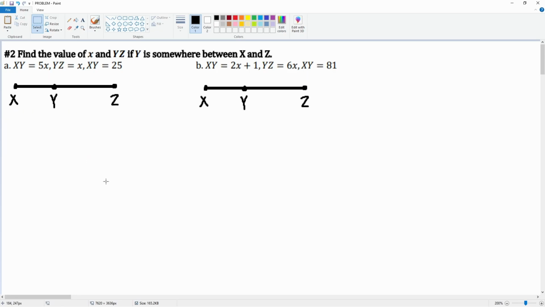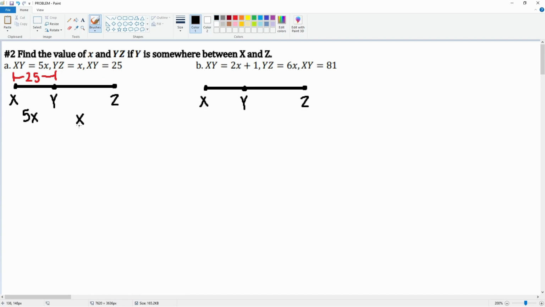Okay. All right. Here it says 5x for xy, so this is 5x here. Then we know that yz is also x. Then we know that xy is 25. So this through here is 25.